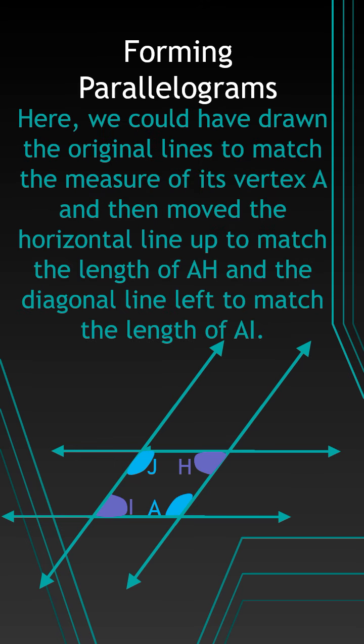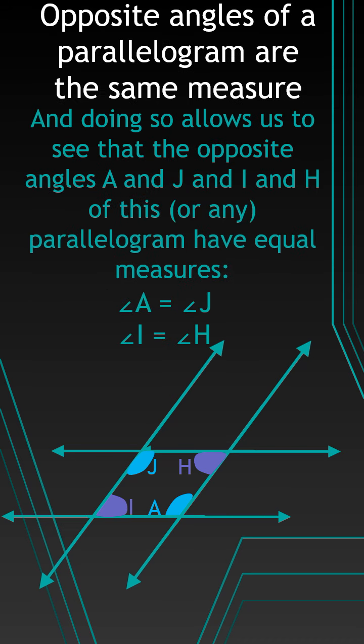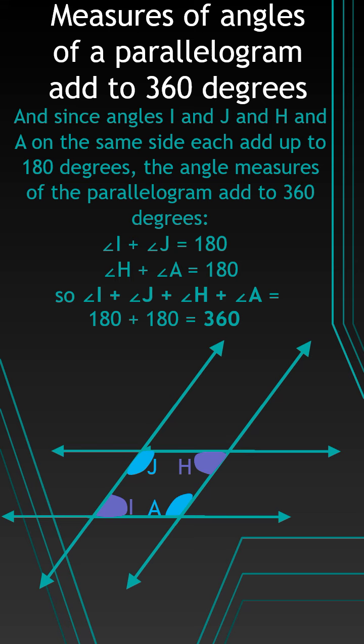Here we could have drawn the original lines to match the measure of its vertex A, and then move the horizontal line up to match the length of AH, and the diagonal line left to match the length of AI. And doing so allows us to see that the opposite angles A and J, and I and H of this, or any parallelogram, have equal measures. So the measure of angle A is equal to the measure of angle J, and the measure of angle I equals the measure of angle H. And since angles I and J, and H and A on the same side, each add up to 180 degrees, the angle measures of the parallelogram add to 360 degrees.